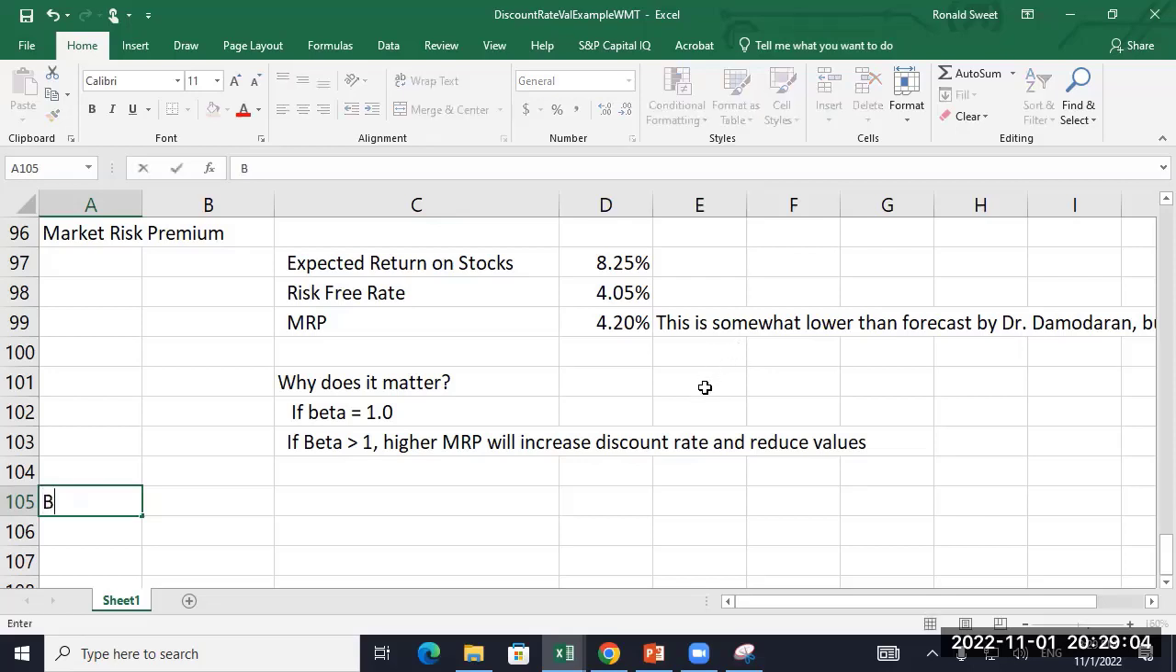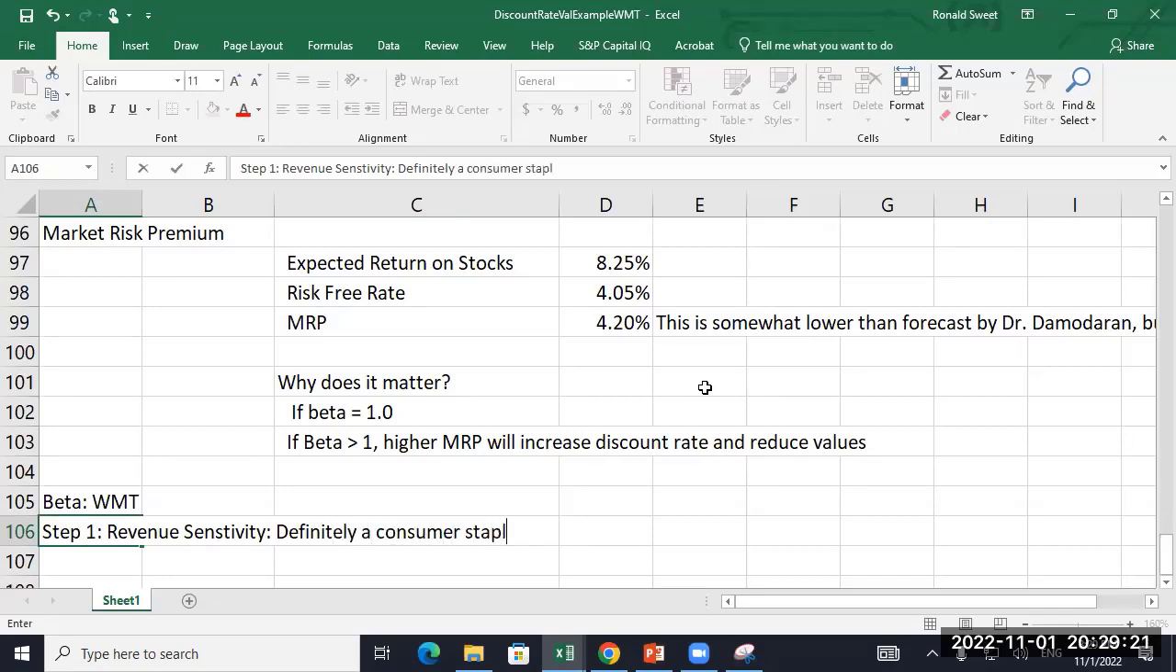All right, so now let's do beta and we're going to do Walmart. So step one is revenue sensitivity. Definitely a consumer staple, low beta stock.